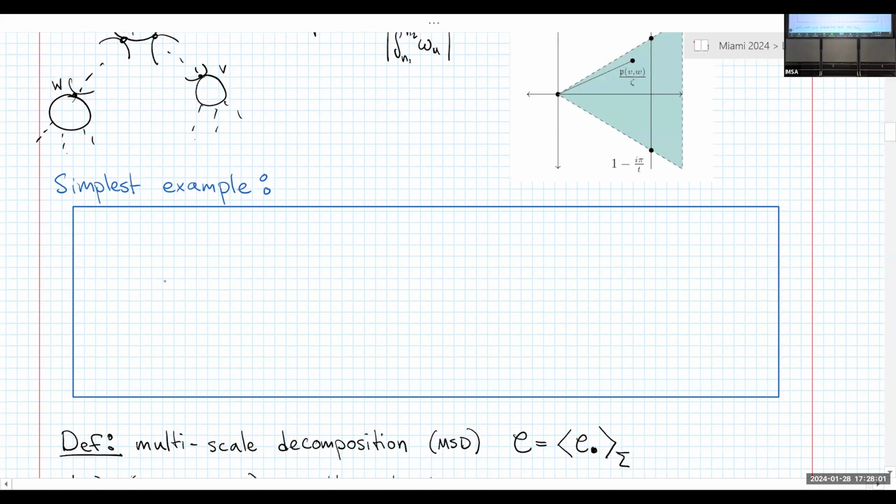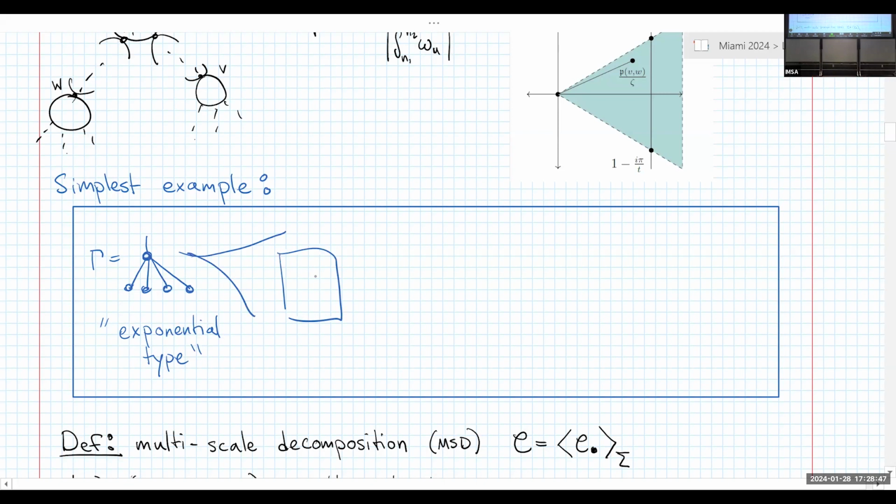the simple example is, you might have a configuration. The simplest example of a non-trivial multiscale curve, a multiscale line, is when the dual graph looks like this. So gamma is this thing. This is sort of analogous, this is like the exponential type situation. Here you have a bunch of copies of C basically, but then you have this additional data, which is a configuration of points in C.